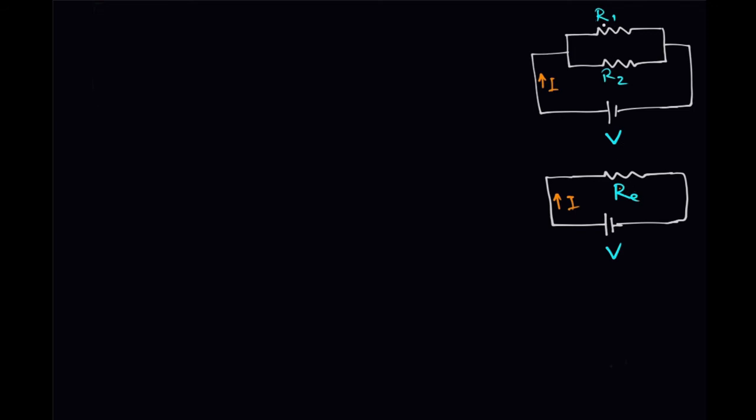And what is the power consumption in this resistance? Let this be P1 and in this resistance it is P2. This is I1 and this is I2. So the power consumption in these two resistances, P, is equal to V I1. V is the voltage difference across this resistance, and the voltage difference across this resistance is also V. So P is equal to V I1 plus V I2, the sum of the power consumed in these two resistances.